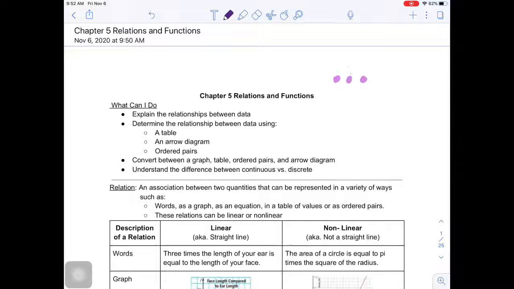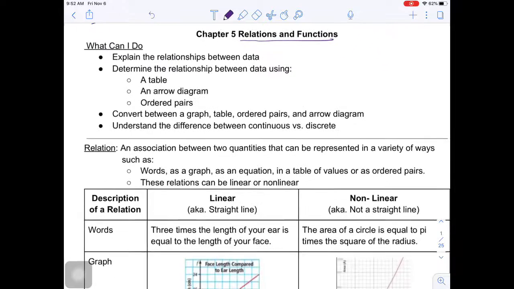Alrighty, Math 10. So in this video, we're gonna start on our new chapter, which is relations and functions. So we're gonna start with 5.1, and that's essentially just talking about and analyzing functions in a bunch of different ways, and relations, sorry, mainly relations.